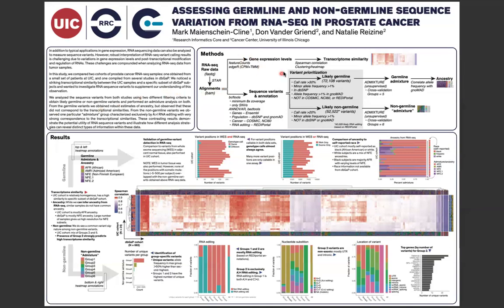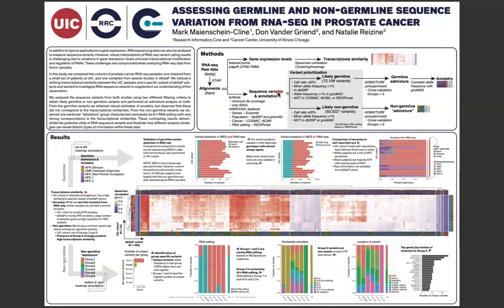So in addition to quantifying gene expression and doing a transcriptome similarity analysis, which I'll get to in just a minute, we also analyzed sequence variants for these RNA-seq samples. The variant calling was fairly straightforward. You just used BCFtools to call single nucleotide variants, and then annotated these with respect to where in the genome they were, population genomic databases like dbSNP and gnomAD, cancer-related databases, as well as RNA editing from REDIportal.